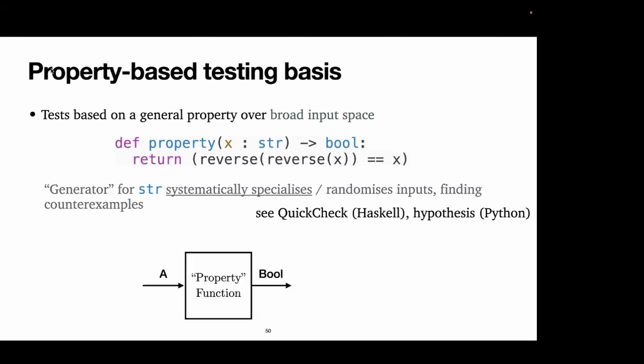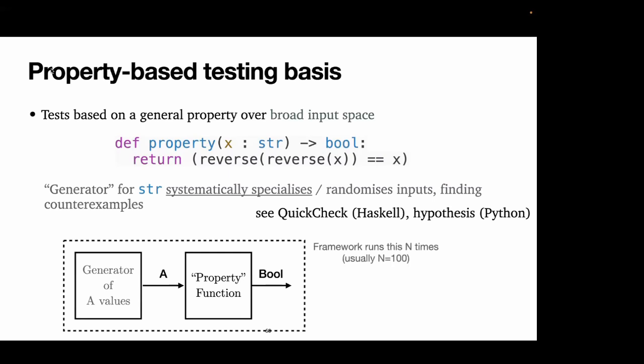So the idea is that you, as the programmer testing it, write this property function, a predicate, that takes in something of type A and produces a Boolean result. What the framework provides you is a generator, which in PyTest and Hypothesis is called a strategy. That's going to generate lots of A's for you. The framework is going to take this and run it lots and lots of times. Typically, the default is 100.